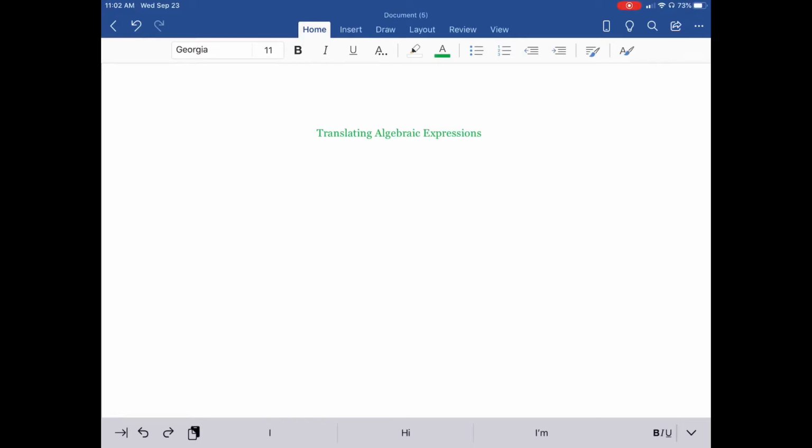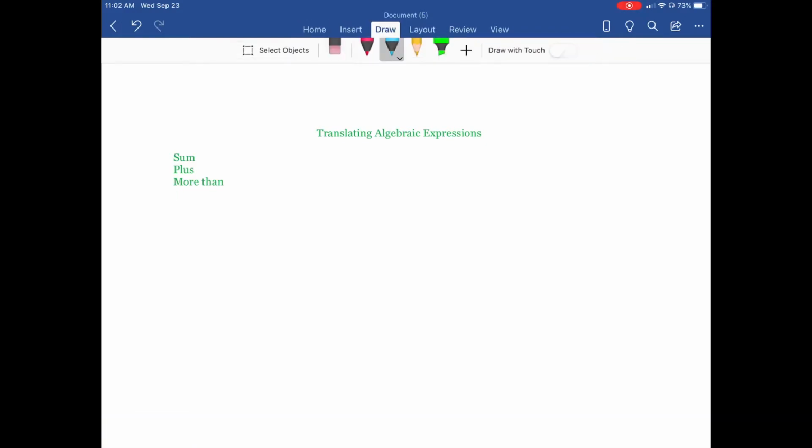So for this unit, we are translating algebraic expressions. We're going to be given phrases and we will then convert them into mathematical operations. So let's get started with some of the basics that we've seen. We've heard of words like sum. We've heard plus. We've heard the phrase more than. And I think for all of those, when we see those, we immediately think we add.